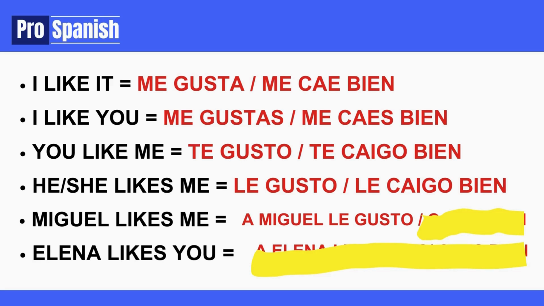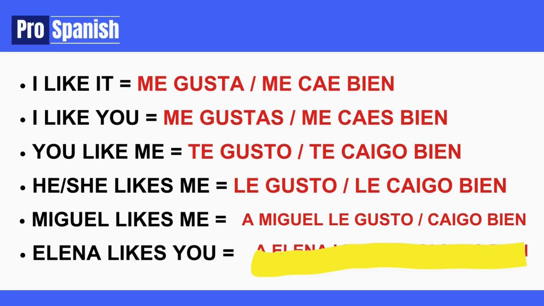A Miguel le gusto. If it was Miguel likes him or her or it, then it would be it that's pleasing. So it would be gusta. A Miguel le gusta. Miguel likes it. Miguel likes him. Miguel likes her. And if we want to say Miguel likes me in the non-romantic sense, he likes my personality, a Miguel le caigo bien. I fall well to Miguel. A Miguel le caigo bien.